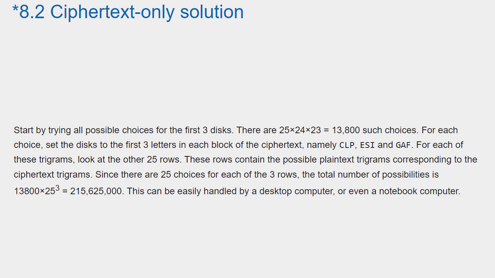For each choice, set the disks to the first 3 letters in each block of the ciphertext, namely CLP, ESI, and GAF. For each of these trigrams, look at the other 25 rows. These rows contain the possible plaintext trigrams corresponding to the ciphertext trigrams. Since there are 25 choices for each of the 3 rows, the total number of possibilities is 13,800 times 25 to the power 3 equals 215,625,000. This can be easily handled by a desktop computer or even a notebook computer.